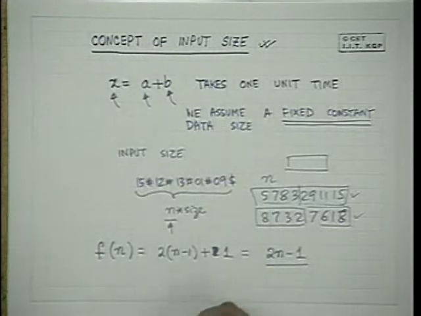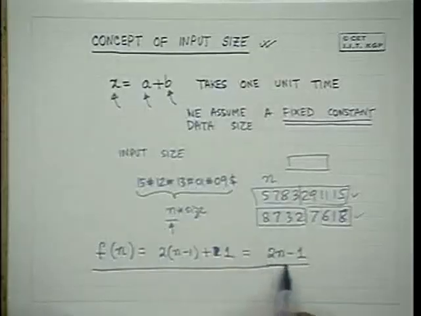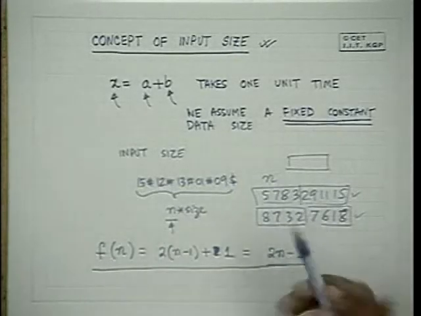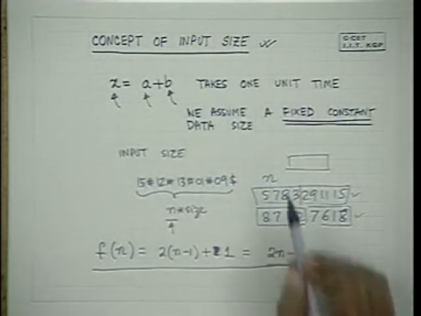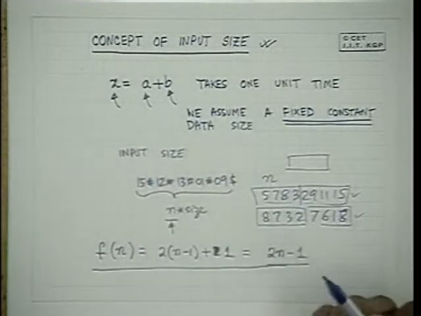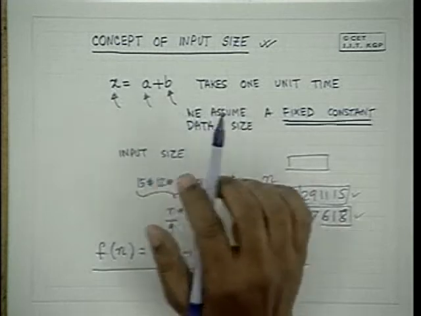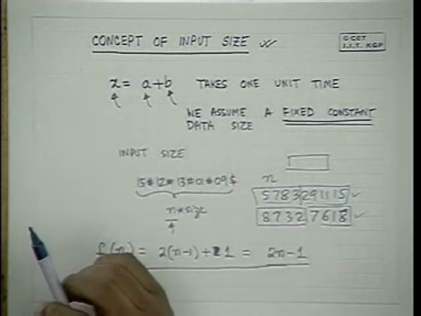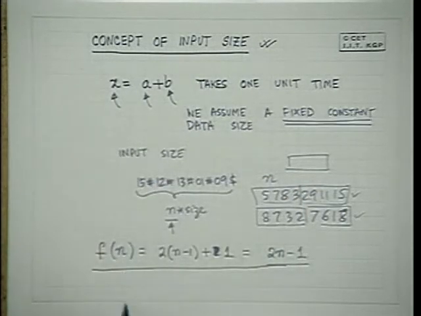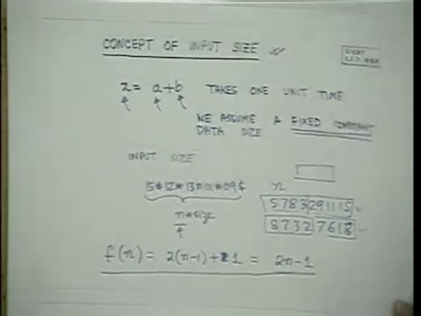So this is how we make a realistic analysis. You have to be very pragmatic, and you have to know very clearly what assumptions you have made when you analyze this. Otherwise, you would have simply said that adding two arbitrary size numbers is a constant, because my addition operation is a constant. This is not a correct analysis. So you have to be very pragmatic about your analysis. So the concept of input size is important.